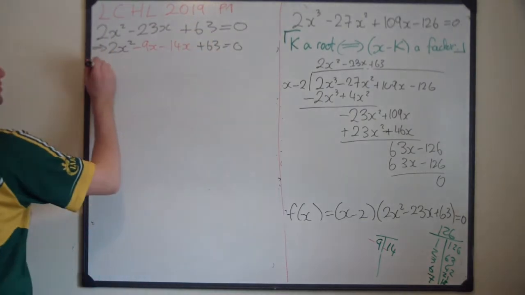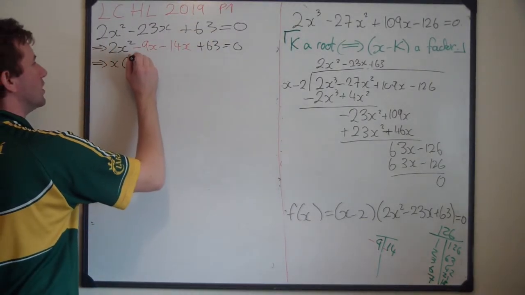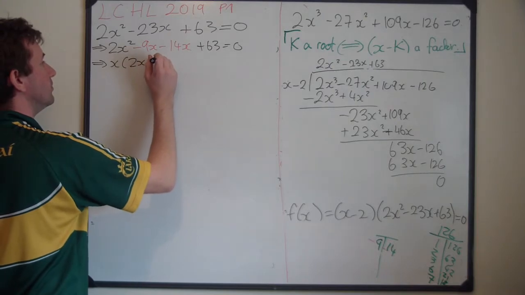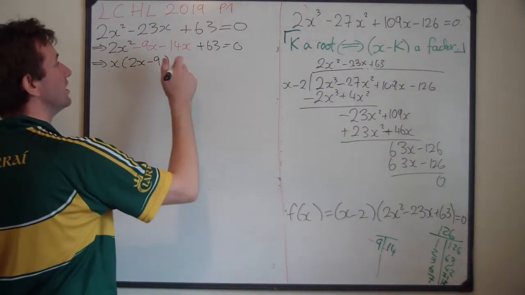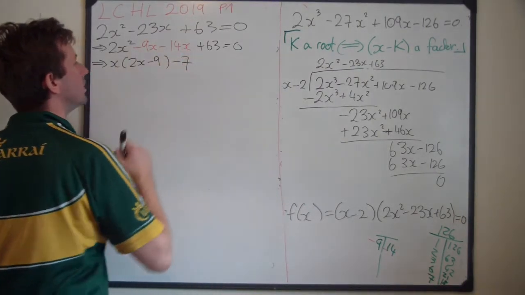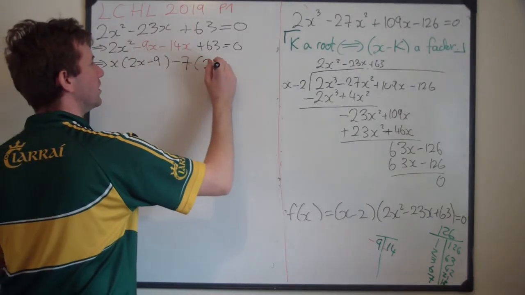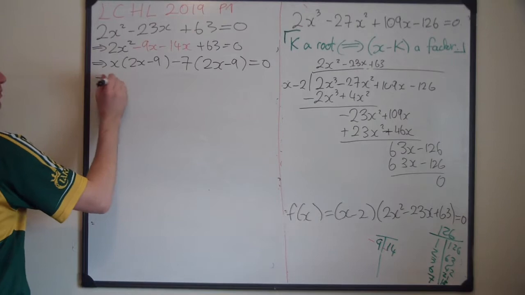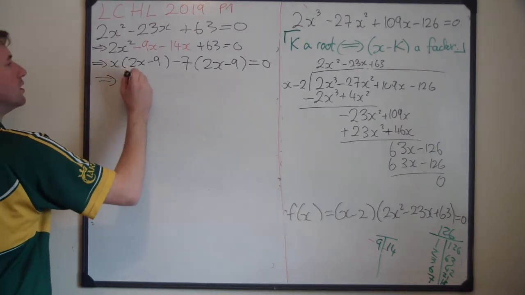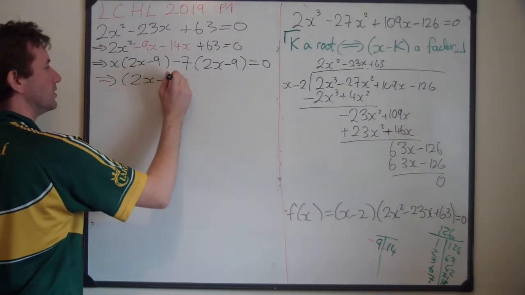What's common out of the first two? x. Give it 2x minus 9. And then take something out of the second two that leaves 2x minus 9 again. Minus 7 does the trick. There's various different reasons why this is a good way of factorizing. Maybe you should come up with what they are. Take out a common factor now, 2x minus 9.